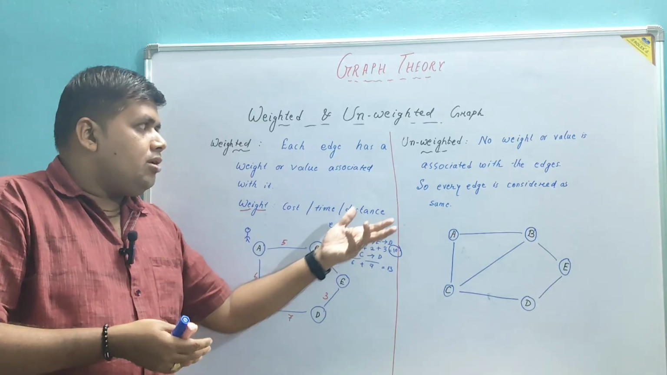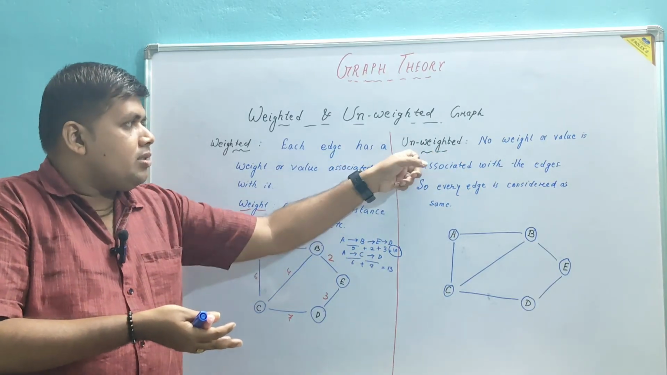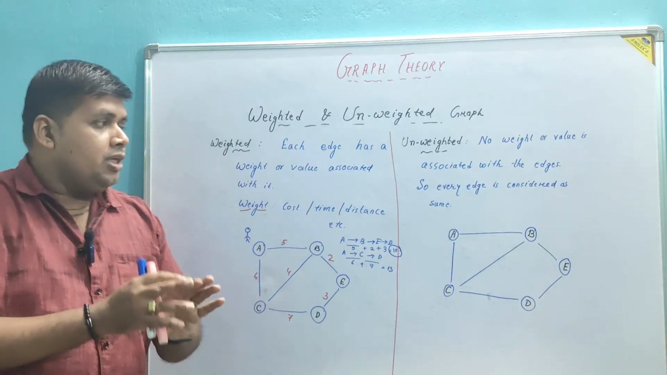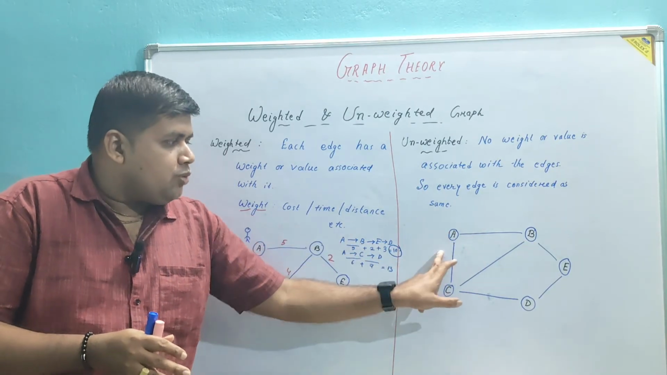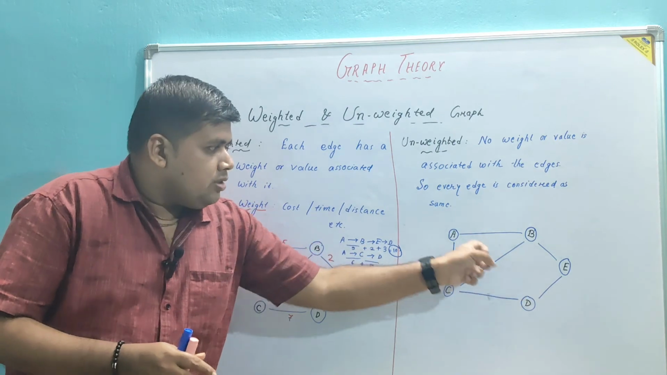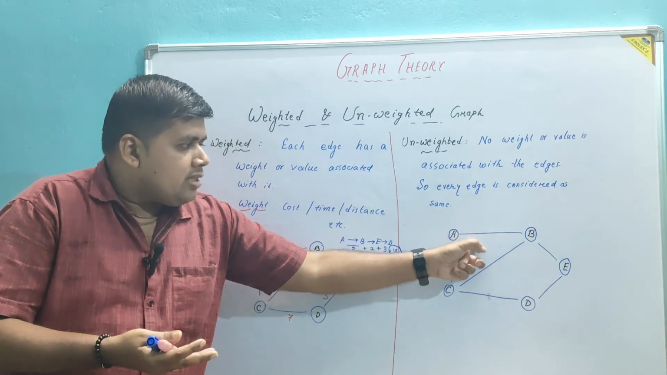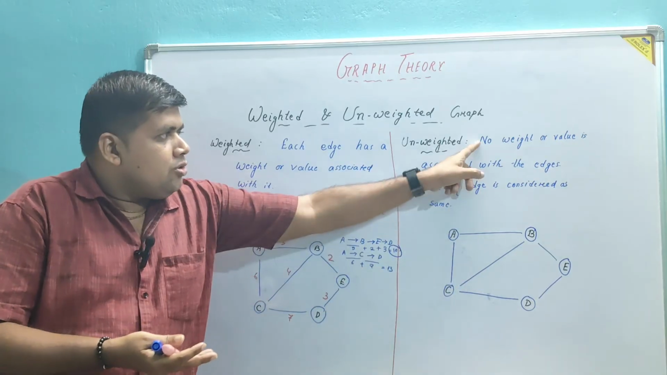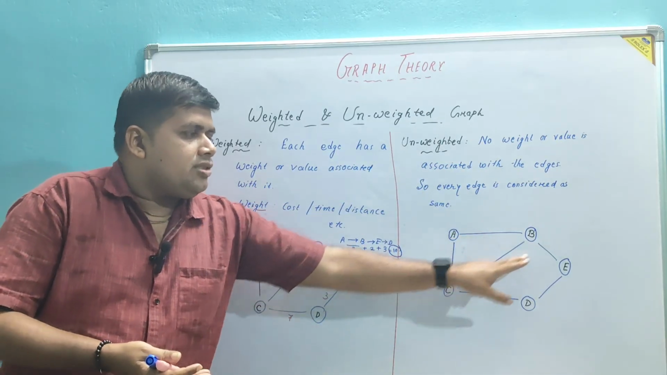There is another category of graph which is unweighted, just the opposite of the weighted graph. In an unweighted graph, no weights or no values are associated with the edges. So no weight or value is associated with the edges, and every edge is considered the same.